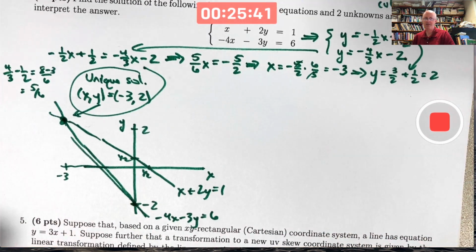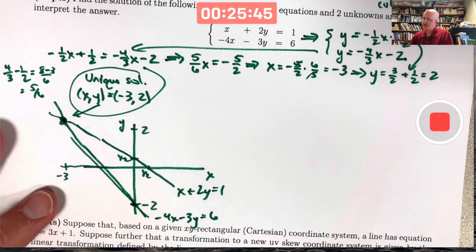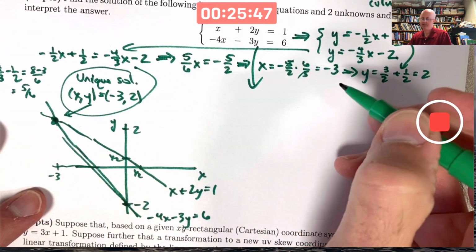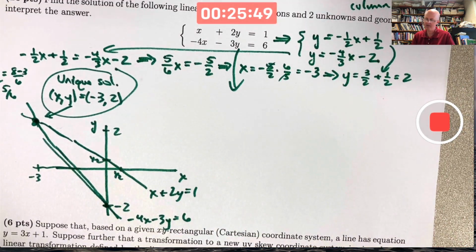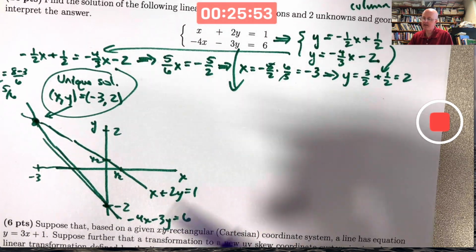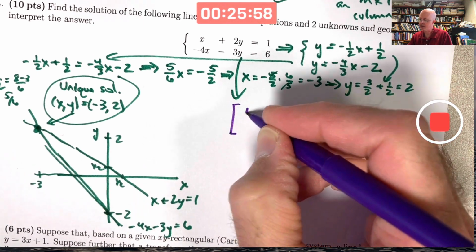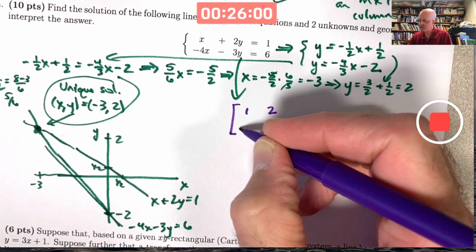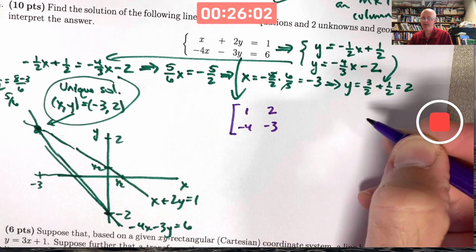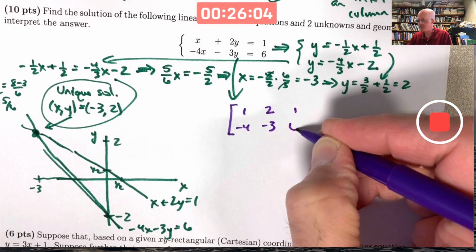Okay, so that's a geometric interpretation, not drawn real carefully. Let's do elimination, and let's do it with matrices. An augmented matrix. Let's take the coefficients of x and y and make them the numbers in the first two columns, 1, 2, -4, -3. And then the right-hand side numbers go in the last column, 1 and 6.